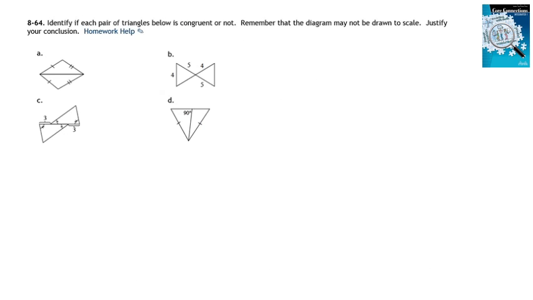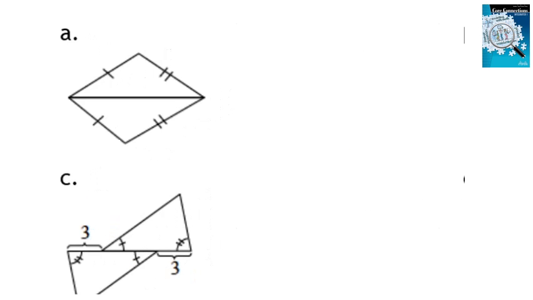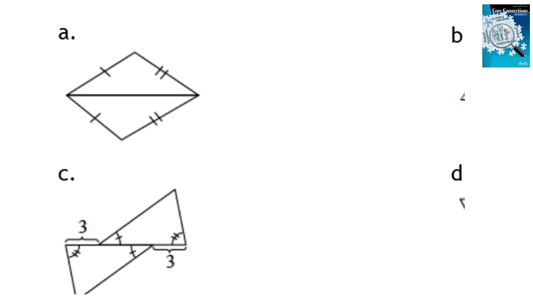All right, so let's take a look at this. It says identify each pair of triangles below as congruent or not. Remember, the diagrams may not be drawn to scale. Please justify your conclusion. So the first one that we'll look at, and I'll try and make these a little larger here, is A. Certainly I've got two pairs of congruent sides, and because they share this side, that has to be congruent as well.